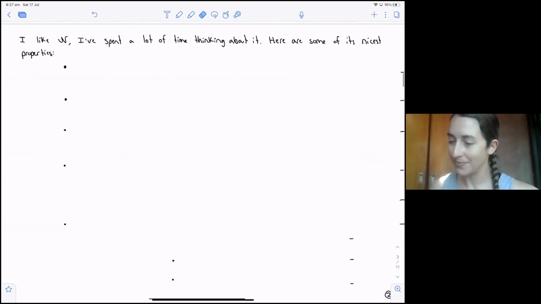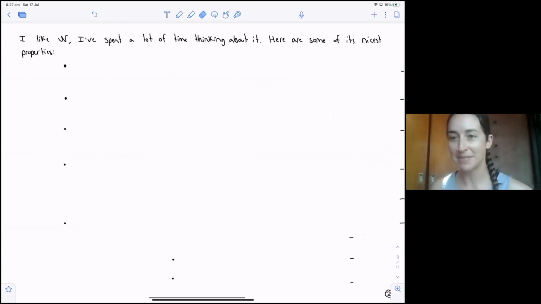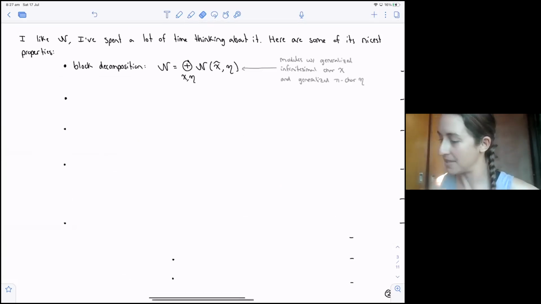Cool. So this is a category I like. I've spent a lot of my time thinking about it. And one of the reasons I like it is because it has a lot of nice properties. So I'll tell you some of its properties now in an attempt to convince you that you should like it as well. The first nice property is that it has a block decomposition.